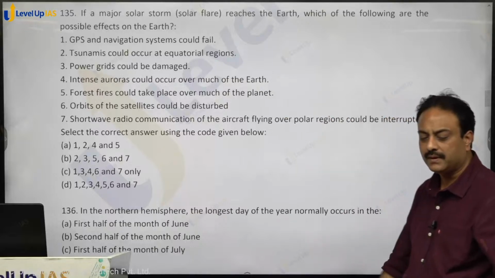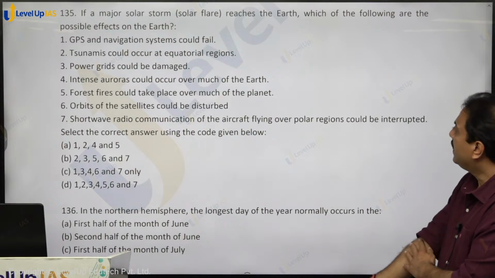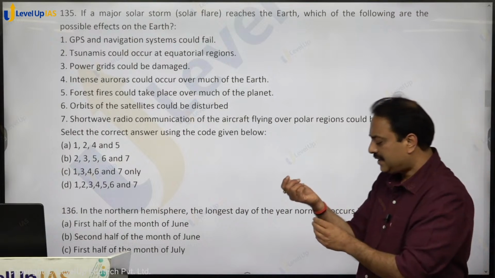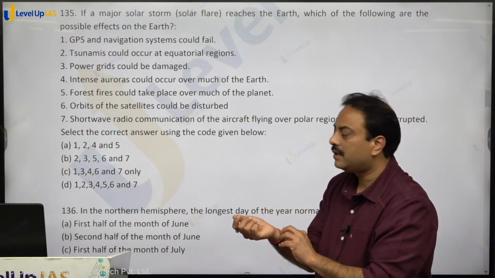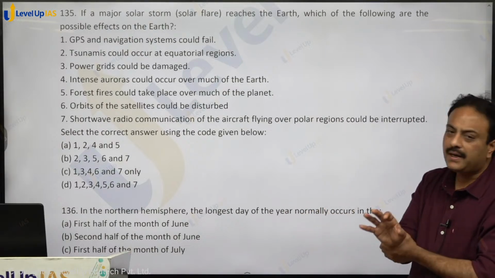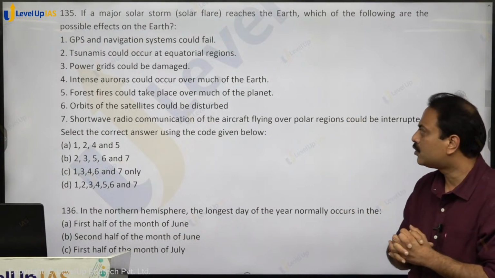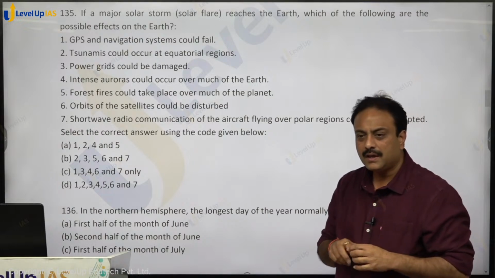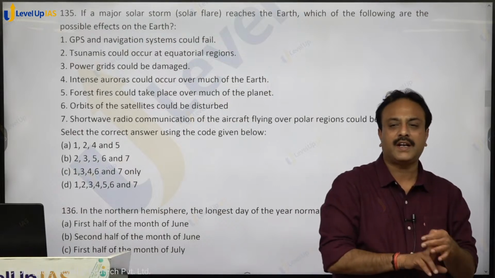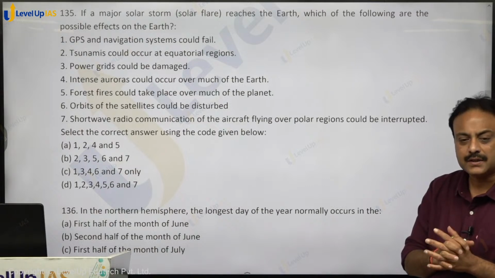Question number 135. If a major solar storm, a solar flare, reaches the earth, which of the following are possible effects on the surface of earth? GPS and navigation systems could fail. Yes or no? It will impact the magnetic field. With the magnetic field misaligned, all this will not work, right? So it will fail. Tsunamis could occur at the equatorial region. A tsunami is basically a tectonic event. It will be caused by an earthquake, volcanic eruption or plate tectonics, the movement of plates. It cannot take place by a solar storm.